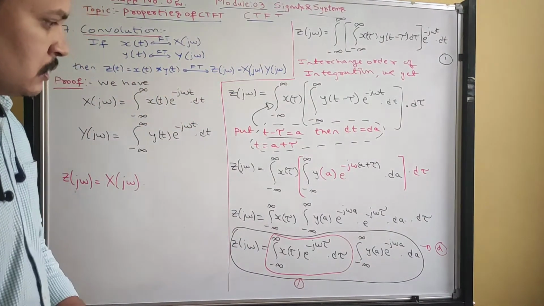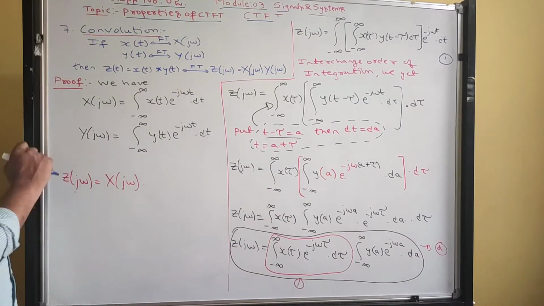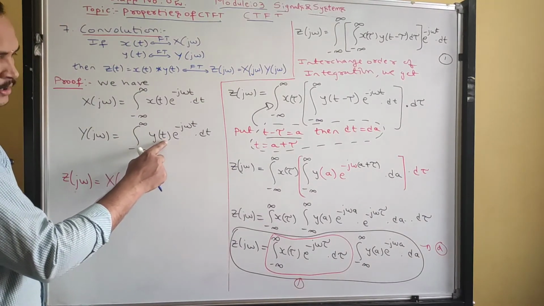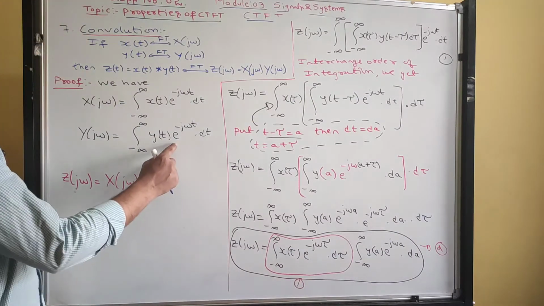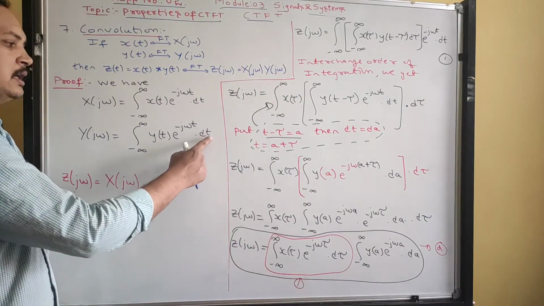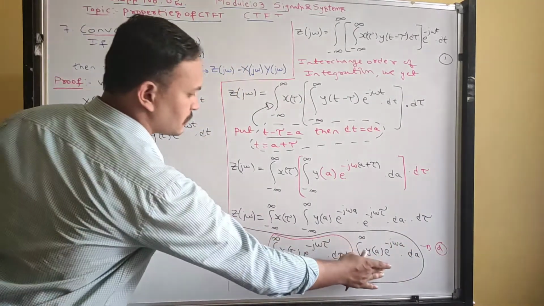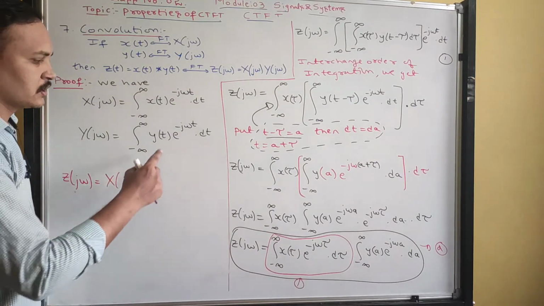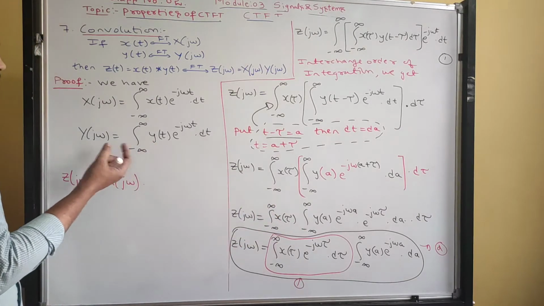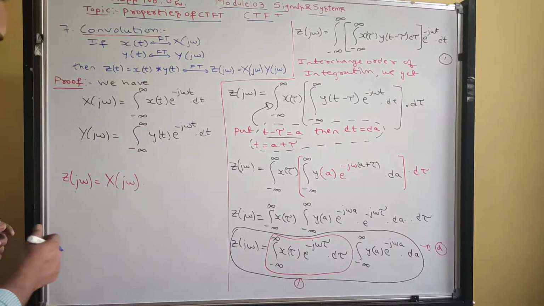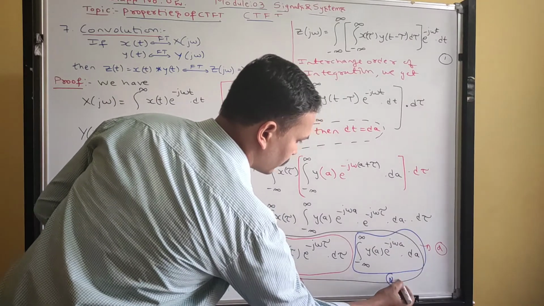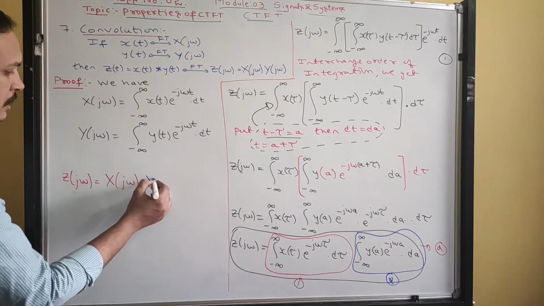Next, the second term we compare with y of j omega: minus infinity to plus infinity, y of t, e power minus j omega t, dt. But here what we have is y of a, e power minus j omega a, dA. This and this are the same, the only difference is that t is changed to a. Therefore this second term is written as y of j omega.